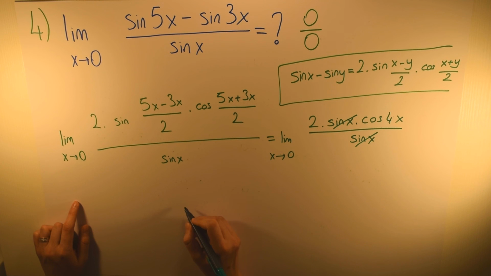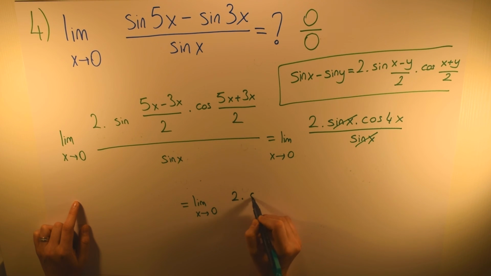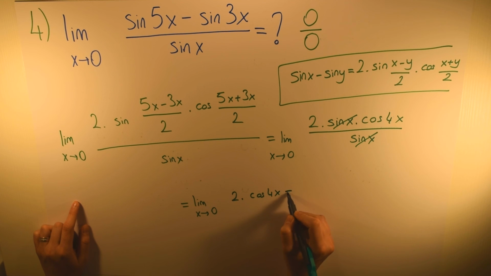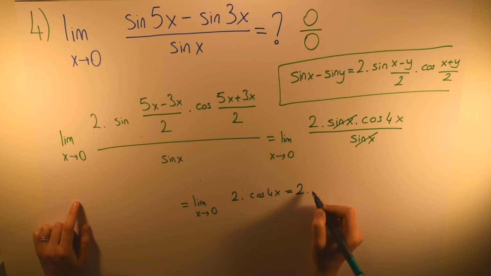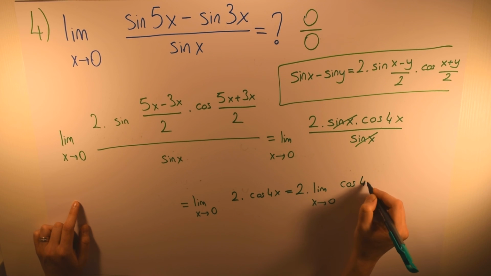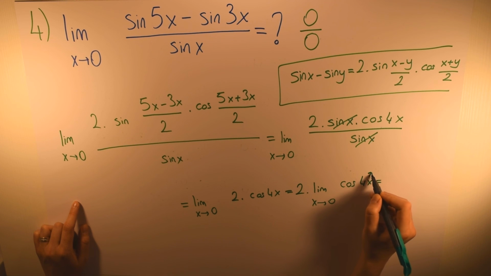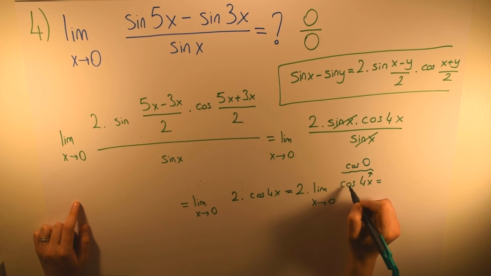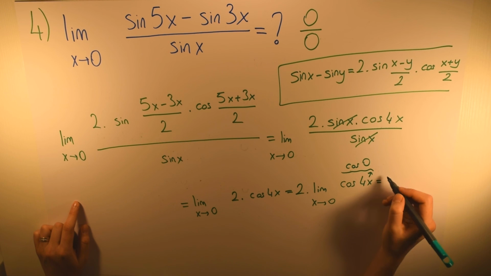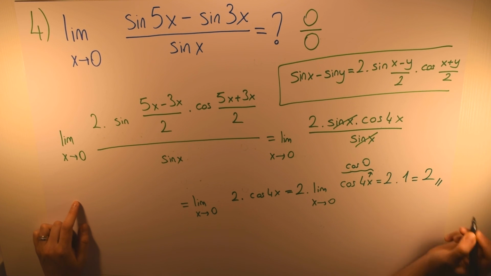And from here we have limit as x approaches 0 of 2 times cosine 4x, okay, so I can write this 2 in front of this limit, so it is 2 times limit as x approaches 0 of cosine 4x, and when I put 0 instead of x here, this is 4 times 0, so this is equal to cosine 0, and cosine 0 is equal to 1, right? So it's 2 times 1, and this is equal to 2.